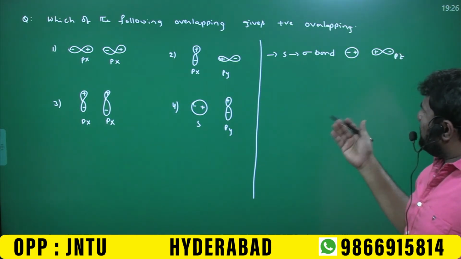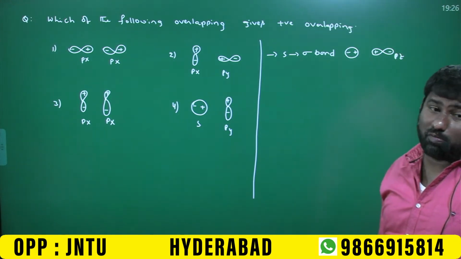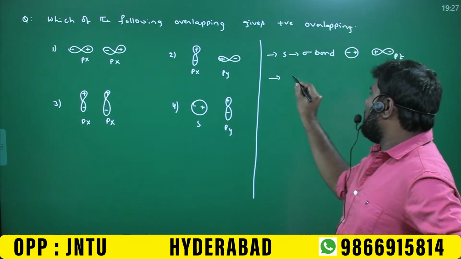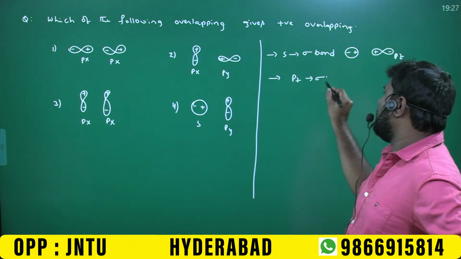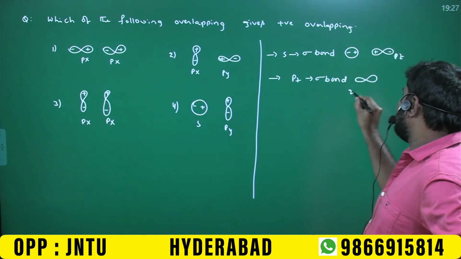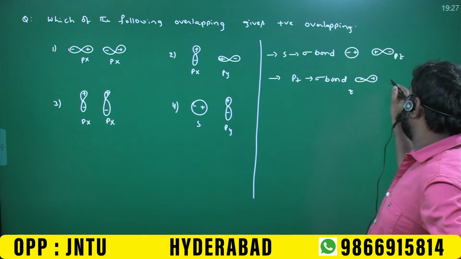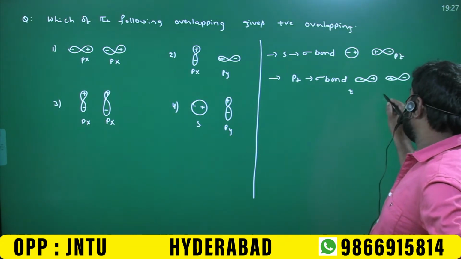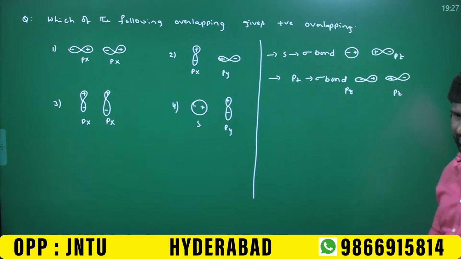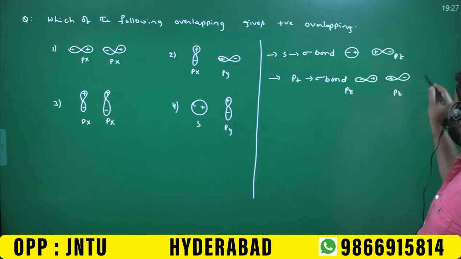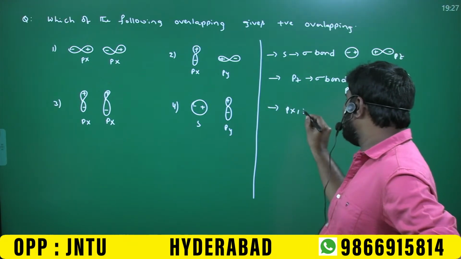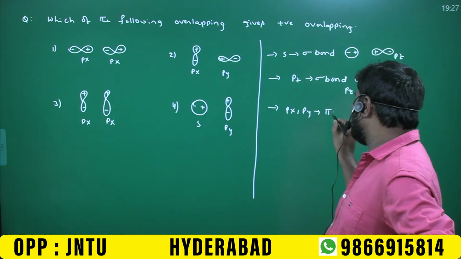While coming for the px, py, pz orbitals, pz orbitals are always involved in sigma bonding along the axis. That means along the axis, this is the z axis. This is plus minus, this is again plus minus, pz orbital. This is another pz orbital. This is the formation of sigma bond. The px and py orbitals are going to form which bonds? Lateral overlapping. Lateral overlapping means pi bond.